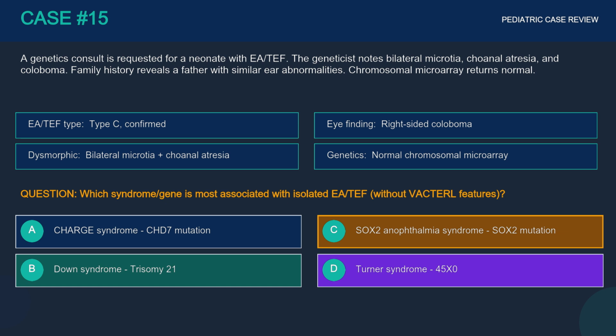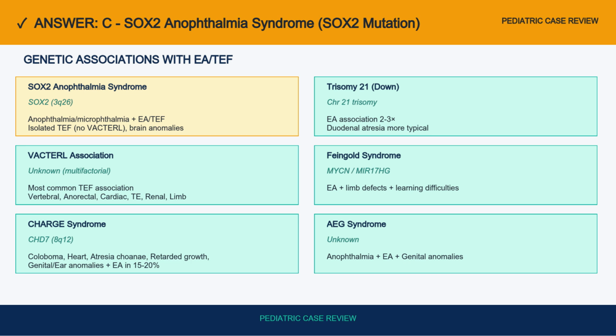Option A, CHARGE syndrome caused by a mutation in the CHD7 gene. Option B, Down syndrome caused by trisomy 21. Option C, SOX2 anophthalmia syndrome caused by a SOX2 mutation. Option D, Turner syndrome caused by a 45,X0 karyotype. The correct answer is option C, SOX2 anophthalmia syndrome caused by a SOX2 mutation on chromosome 3q26.